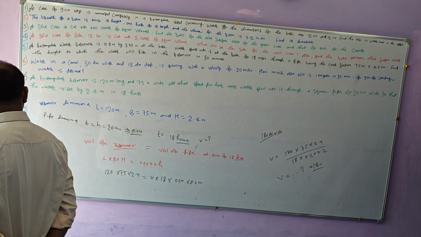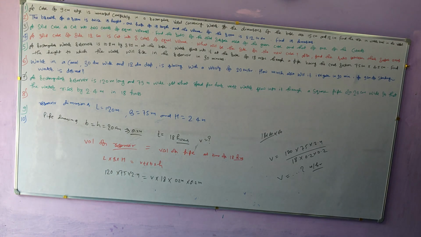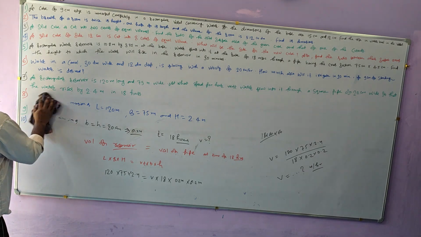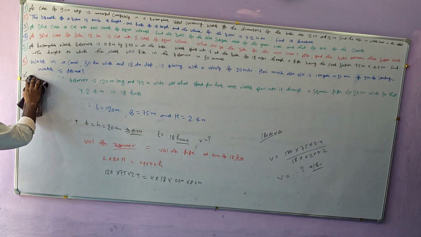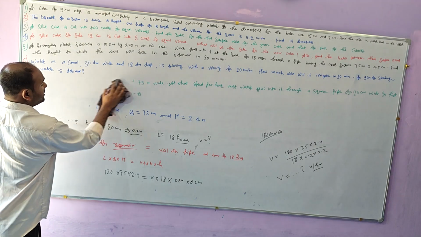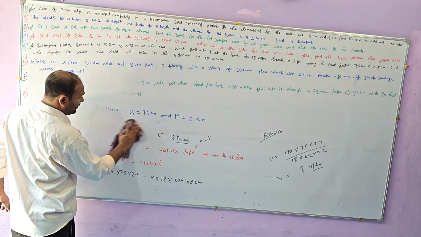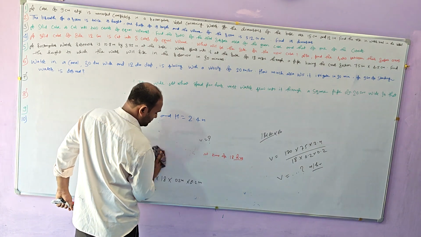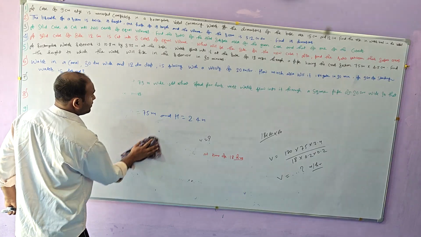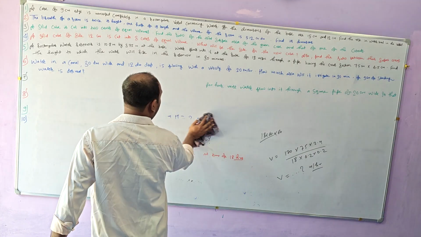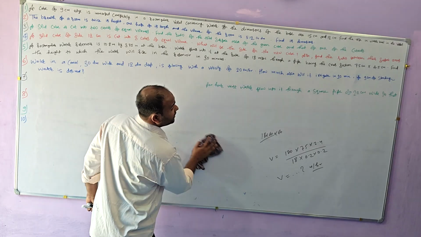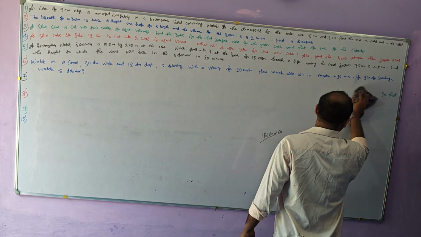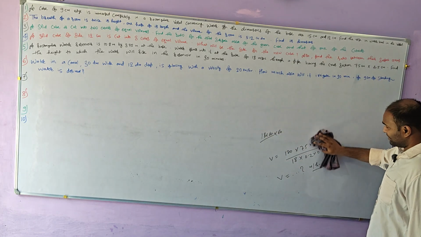Now in another question, water in a canal 30 decameter wide and 12 decameter deep is flowing with a velocity of 20 kilometer per hour. How much area will it irrigate in 30 minutes if 9 centimeter of standing water is desired?